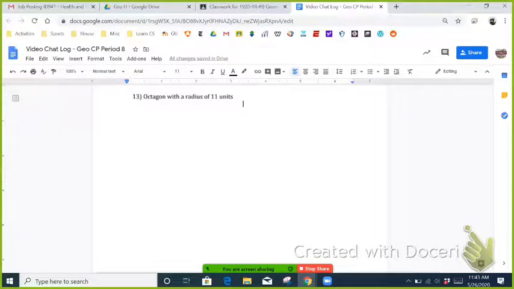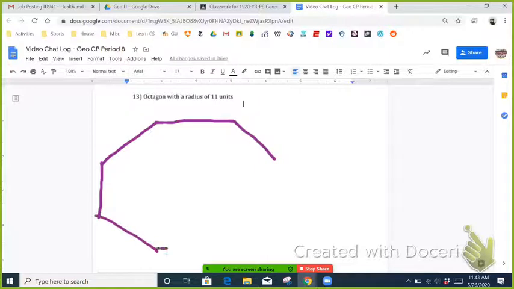Okay, in number 13, we have to find the area. It doesn't say that part, but we're finding the area of an octagon with a radius that's 11 units. So what's the radius? Well, if you draw the octagon and then divide it into triangles, the radius is the side length of each triangle. It's not perfect, but that would be a regular octagon.